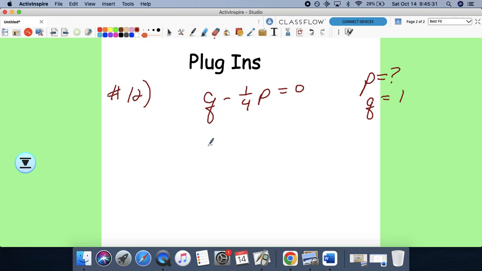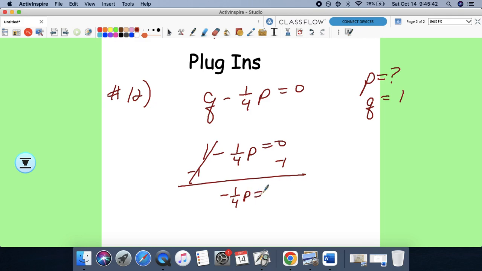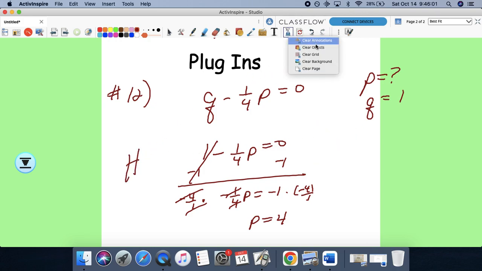Well, let's substitute. So if Q is 1, 1/4 P equals 0. So we can do minus 1 on both sides. We get 1/4 P equals negative 1. We can multiply both sides by negative 4/1, which is the reciprocal. That goes away, right? Simplify. Gives me positive P, and here it gives me positive 4. So 12 is H.